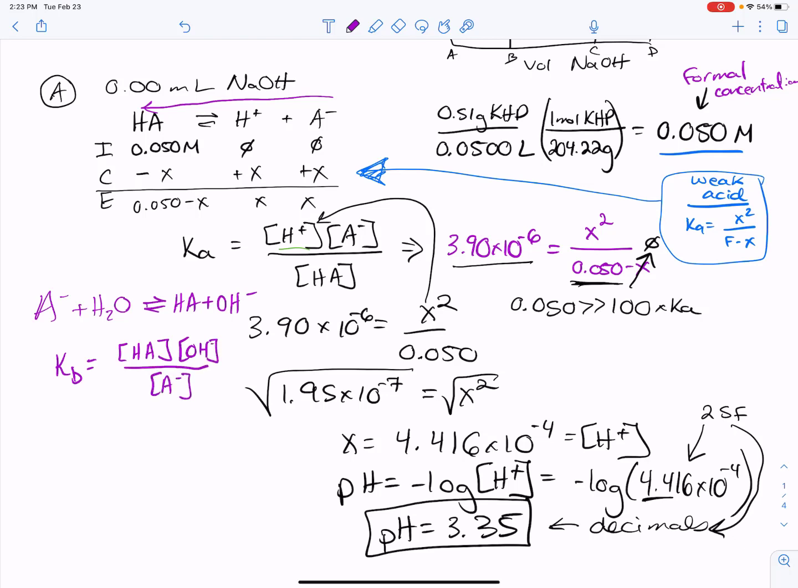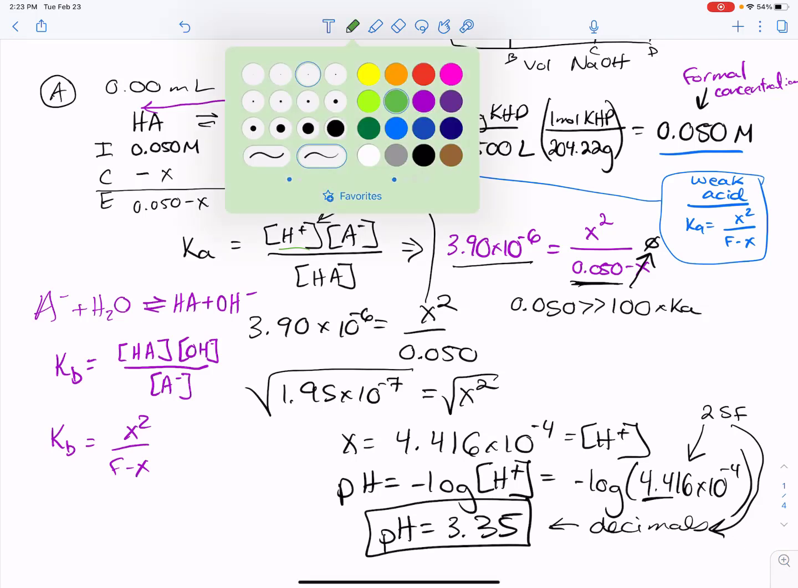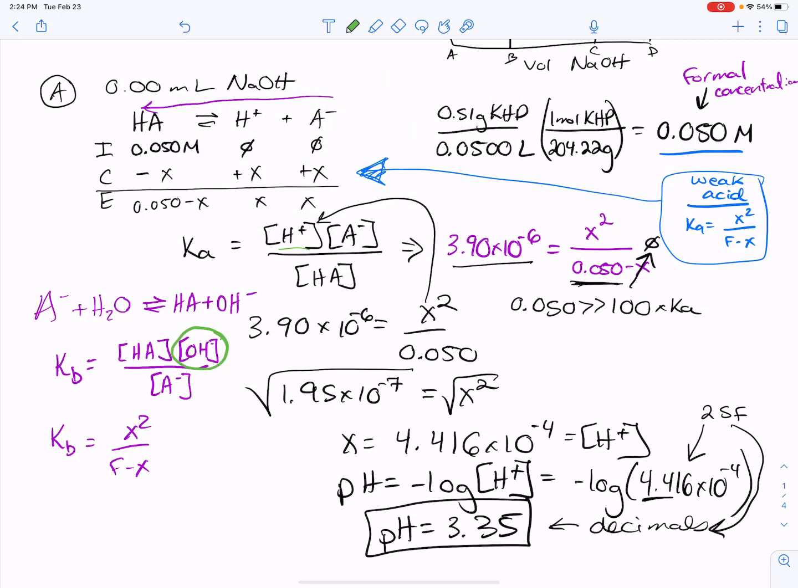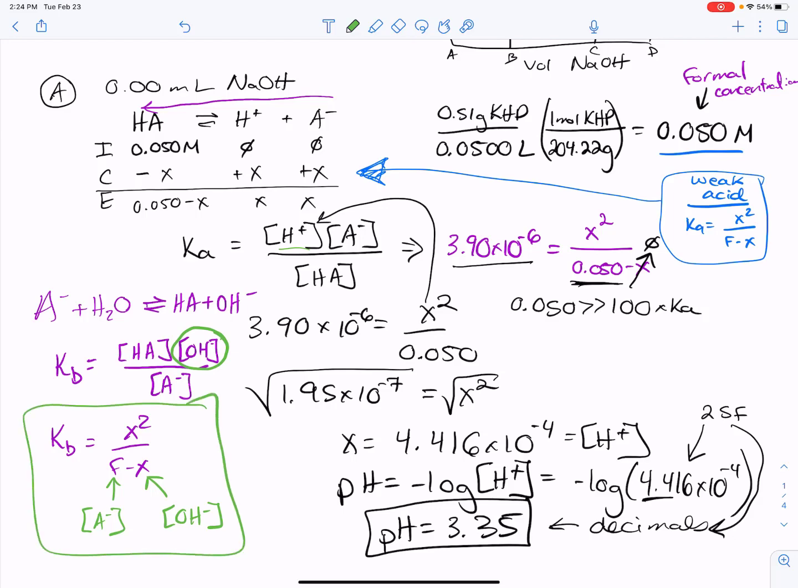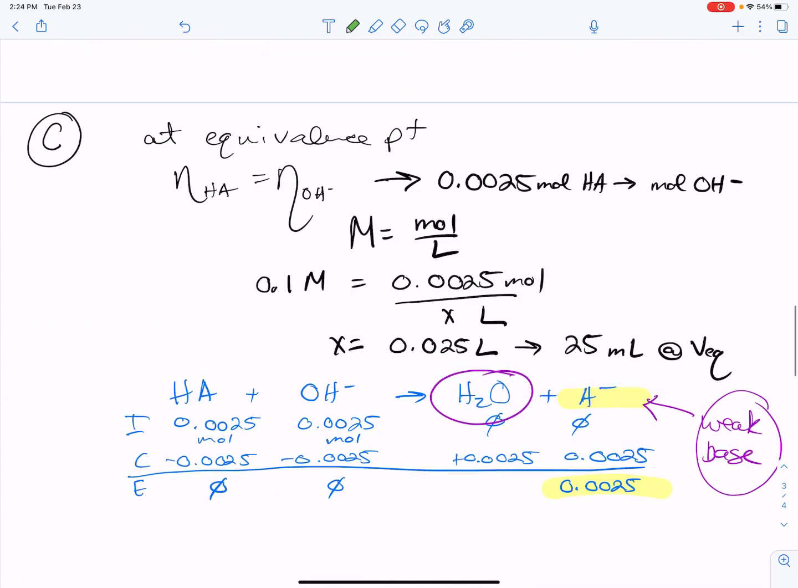And so if you set up the ice table and made it all work out, you're going to find that Kb once again equals x squared over F minus x, except for one big difference. Your x is your hydroxide, which means your F is the same as your concentration of your conjugate, but your x is your hydroxide ion concentration. And so those are your big, huge take-home messages for how you would do a weak base problem. So I'll fast forward a little bit through it.